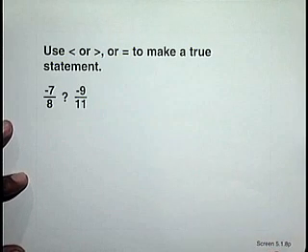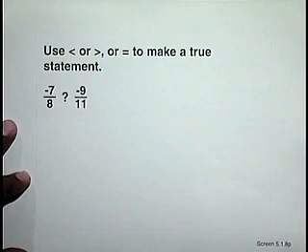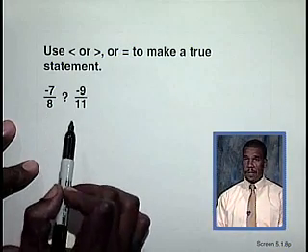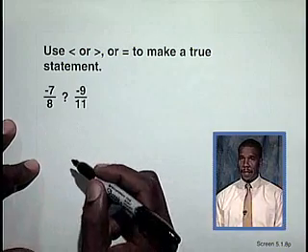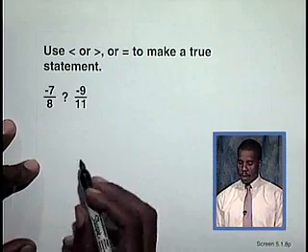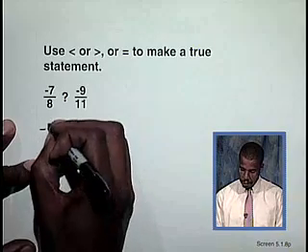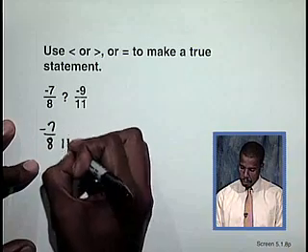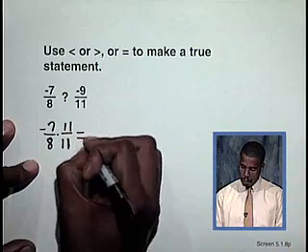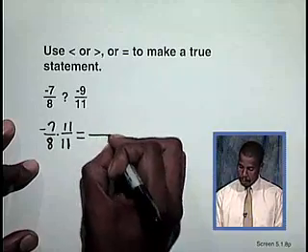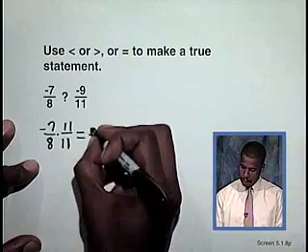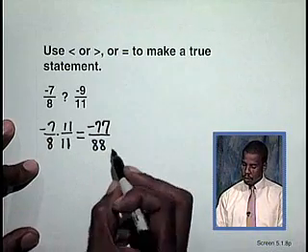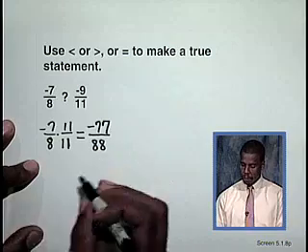Here it says use less than, greater than, or equal to make a true statement. We're trying to find the relation between negative 7 over 8 and negative 9 over 11. Now what we're going to do is give them a common denominator so then we can compare the numerators. In this case, we'll take the negative 7 over 8 and find the equivalent fraction by multiplying the numerator and the denominator by 11 over 11. So it tells us the fraction negative 7 over 8 is equivalent to the fraction negative 77 over 88.